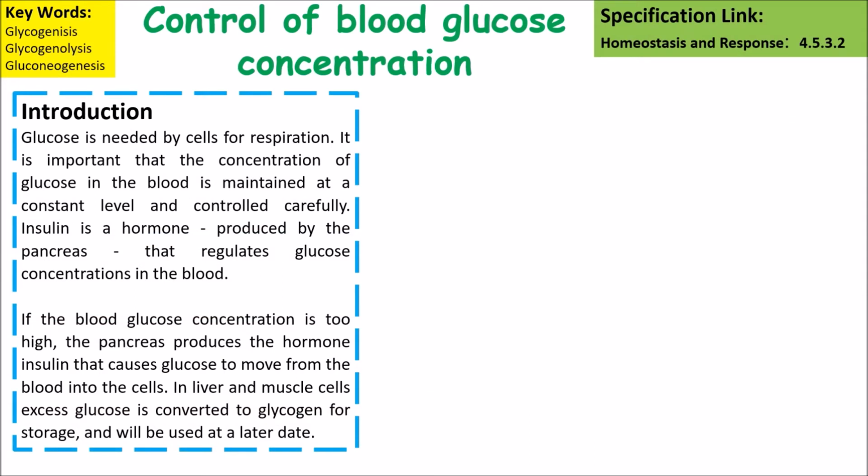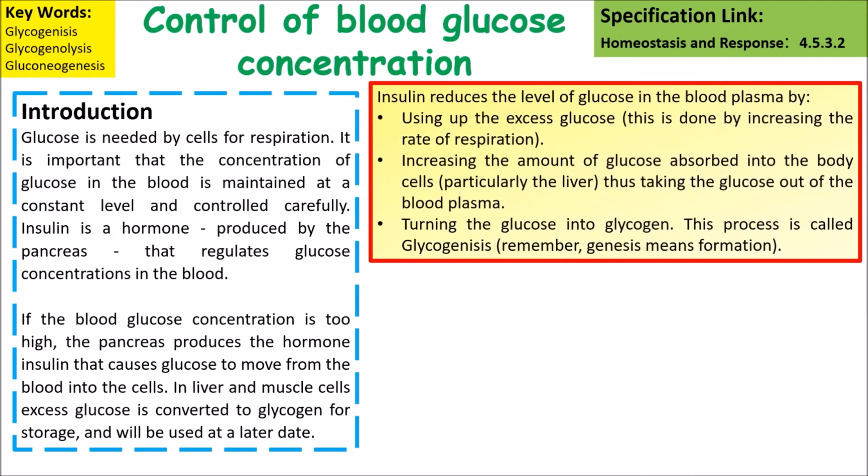So if we look at blood glucose, glucose is needed for cells for respiration, right? It's important that blood glucose is maintained so that respiration in the body can also be maintained. So if the blood glucose concentration is too high, the pancreas produces the hormone insulin that causes the glucose to move from the blood into the cells, or into the cells in the liver, where it can be used at a later date.